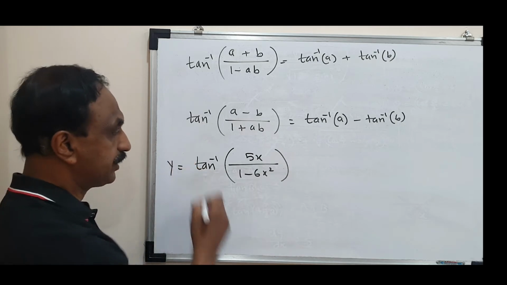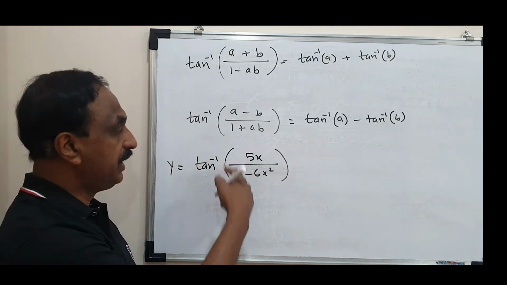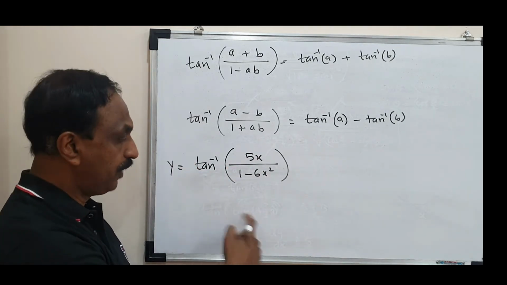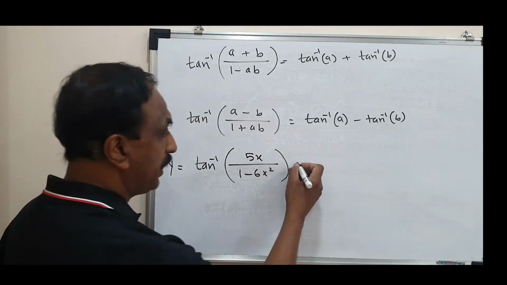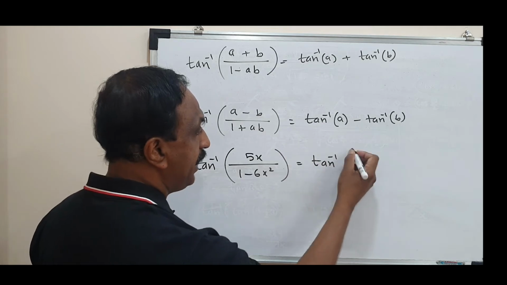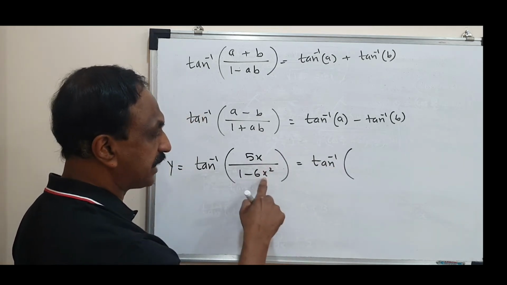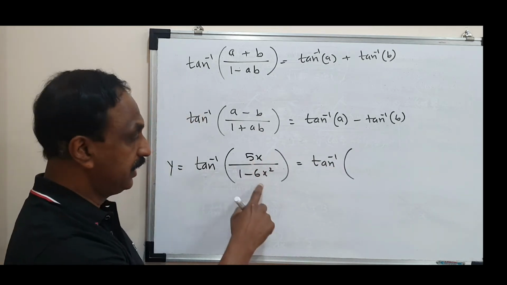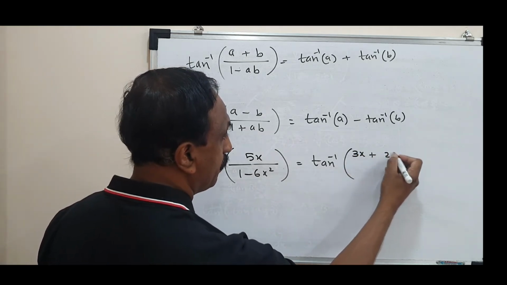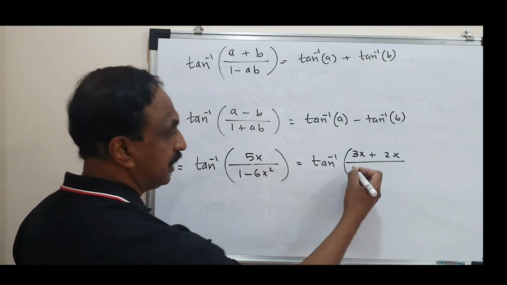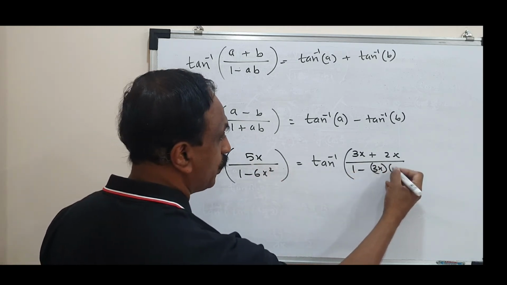I want to find the derivative. If I'm applying the tan inverse u formula directly, 1 upon 1 plus u square into derivative of u, it will become very difficult for me to calculate. But I can rearrange this way: tan inverse of 5x upon 1 minus 6x square. 5 is a sum of 2 and 3. 6 is a product of 2 and 3. So I can write, let's say, 3x plus 2x, that gives you 5x, over 1 minus 3x into 2x.